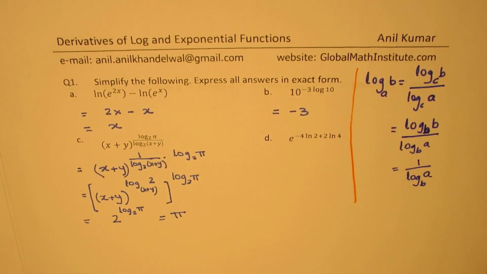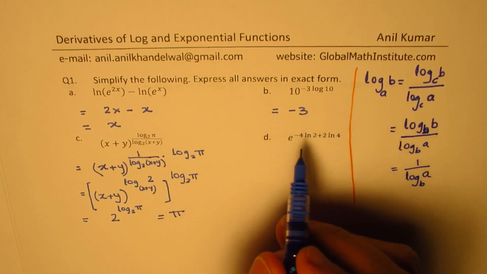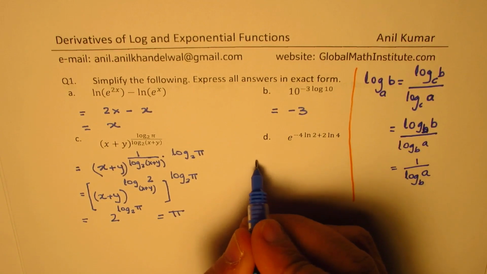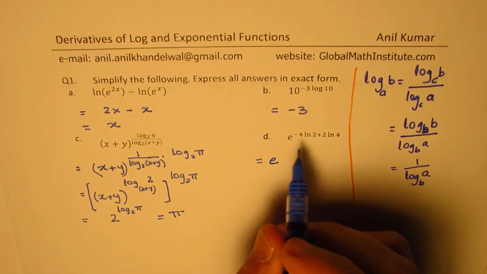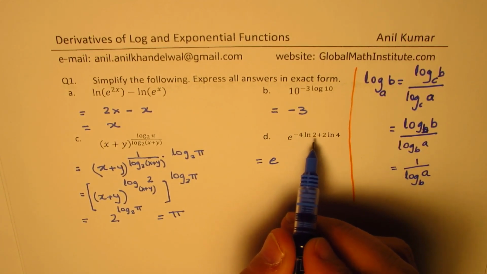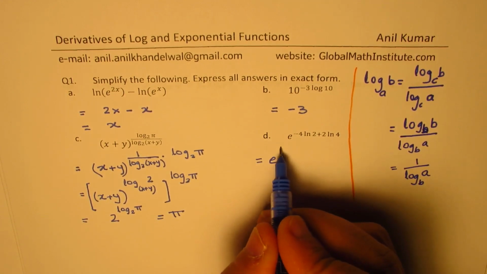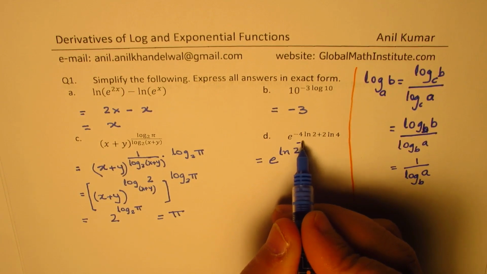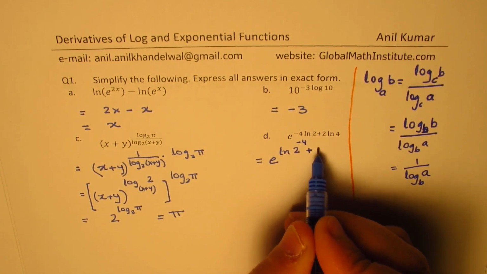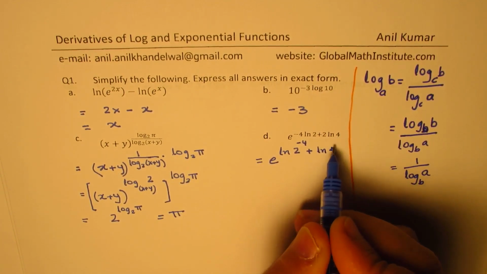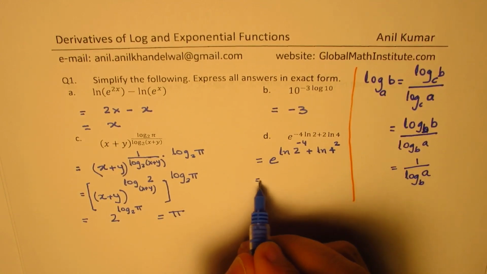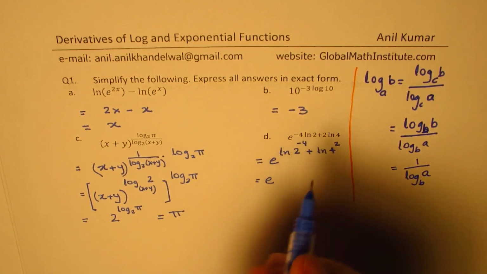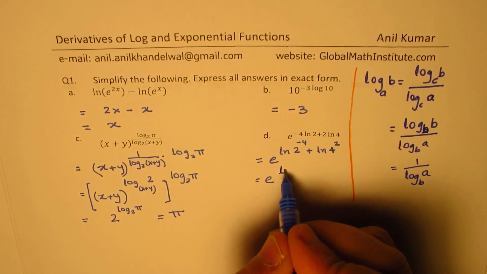Now we'll do part D, which is e to the power of minus 4 ln 2 plus 2 ln 4. So we'll apply the logarithmic rules here. Minus 4 ln 2 we could write as ln 2 to the power of minus 4, plus ln 4 squared. Now we get e to the power of, and plus means we can multiply these, so it becomes ln.